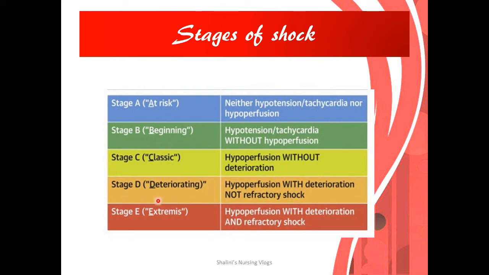D is a deteriorating stage where there is hypoperfusion and the patient is not stable, but there is no refractory shock. Extremis is a stage where there is refractory shock also. There is hypoperfusion, there is deterioration, and there is refractory shock. That means even after giving high supports, for example, high doses of inotropes, or the patient is put on ECMO, even after that the patient continues to be hemodynamically unstable, is where you say the patient is in extremis stage.